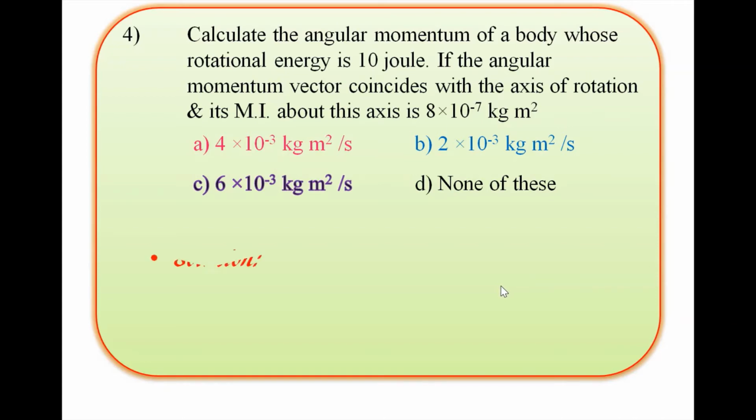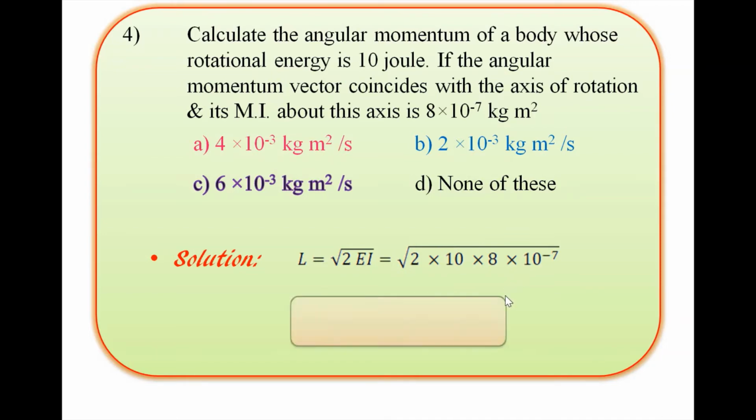Solution is, as we know the formula L is equal to under root of 2 into E into capital I. So putting the values, that means 2 into the energy 10 and moment of inertia 8 into 10 raised to minus 7, and simplifying this simple calculation, we get the final answer L equal to 4 into 10 raised to minus 3 kg meter square per second. So here option A is correct. So let's see the next objective.